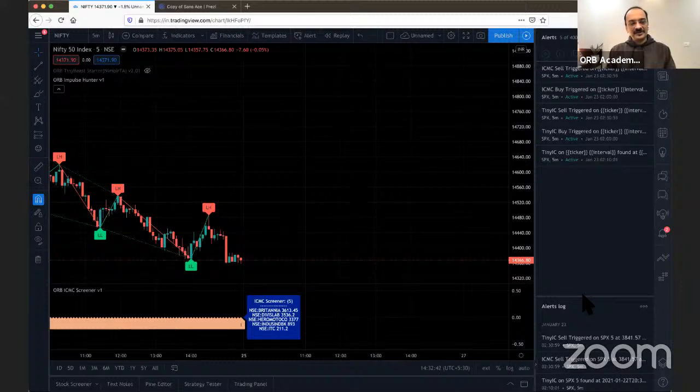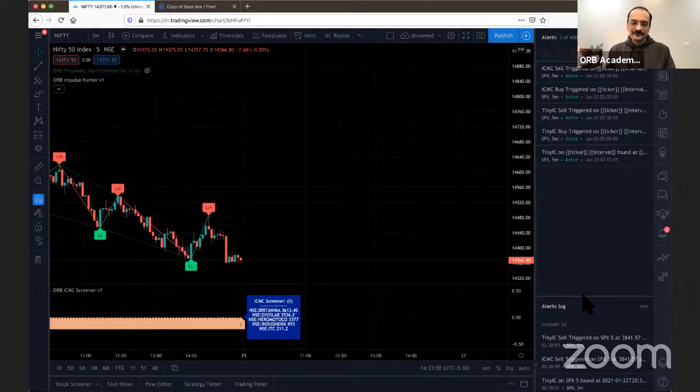No, combined is not possible. All three are separate. I cannot combine some of them together because of the simple reason that there are some functional issues. So I've kept them simple, and you don't need all of them. You can just start with Tiny IC and Tiny Beast first, and then slowly build up on the Impulse one. So basically, step by step, you can get into it.